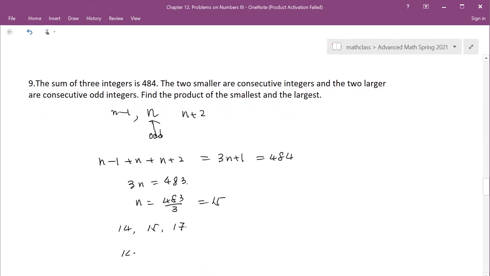Then you look at the product. Oh, Michael gave me a big number. The product of the smallest and largest numbers, 14 times 17, is 238. Nobody gave me the same answer. 238, right?